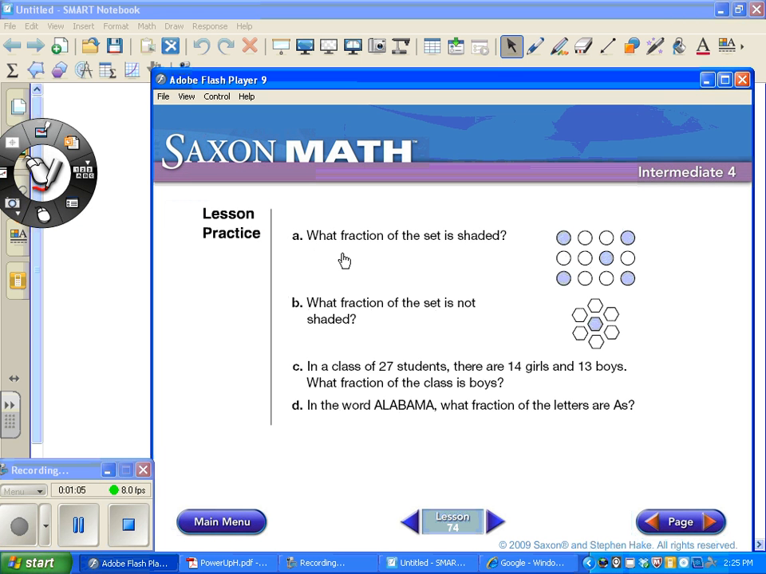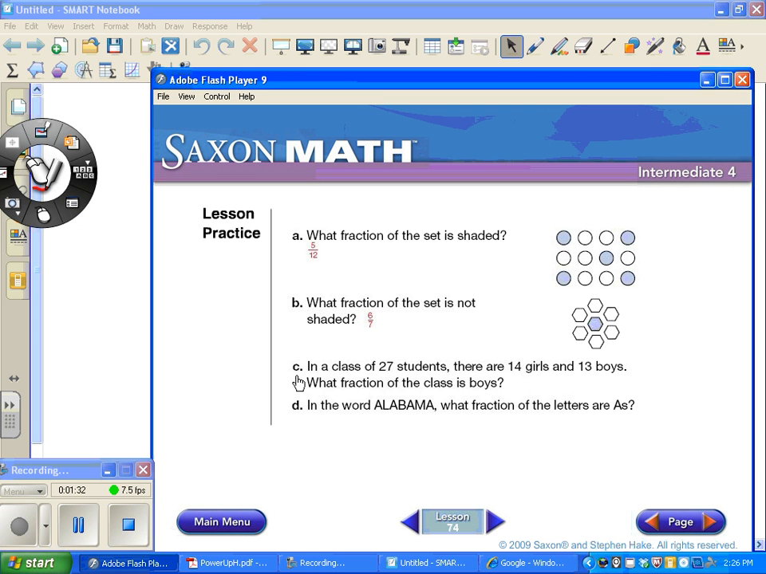Okay, some more practice. What fraction of the set is shaded? We're talking about this set right here. Let's count how many are shaded. That'll be your numerator. Count how many all together. That will be your denominator. And you have 5/12. What fraction of the set is not shaded for this one? Out of how many all together?